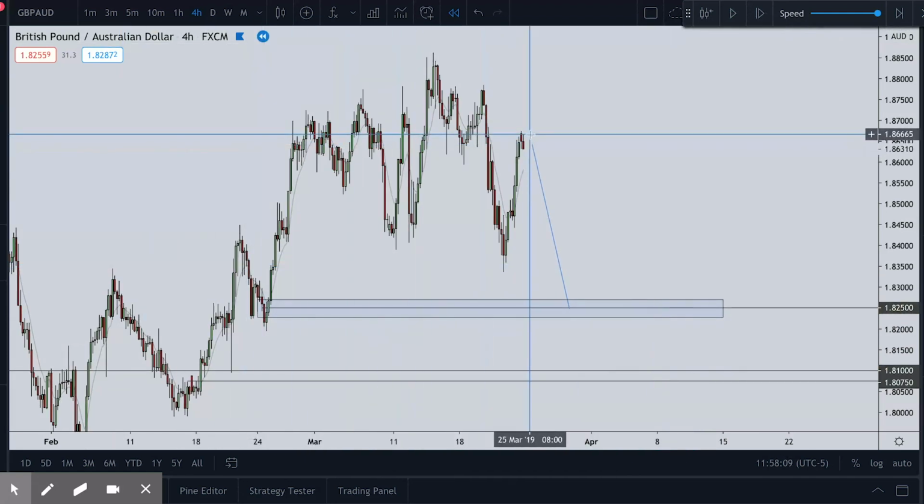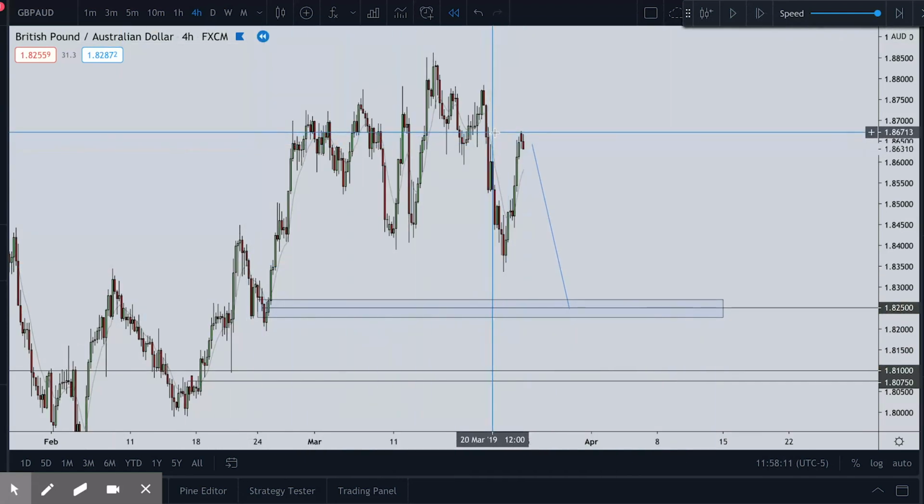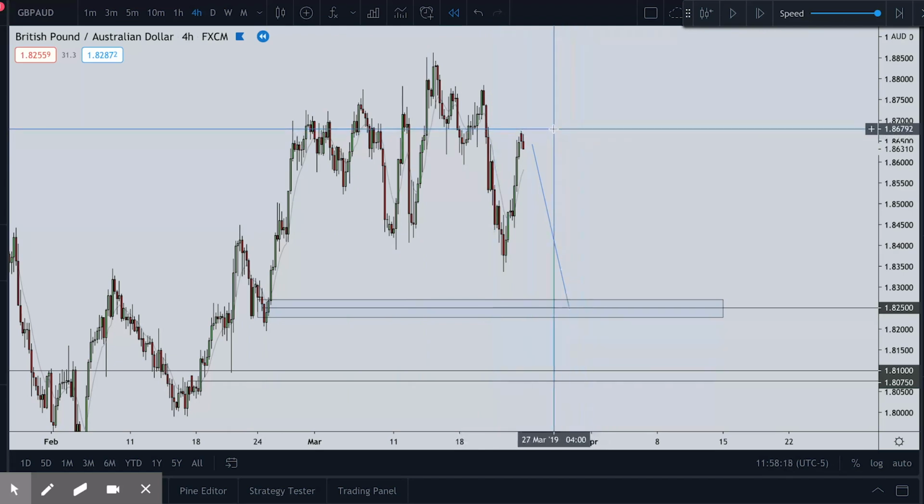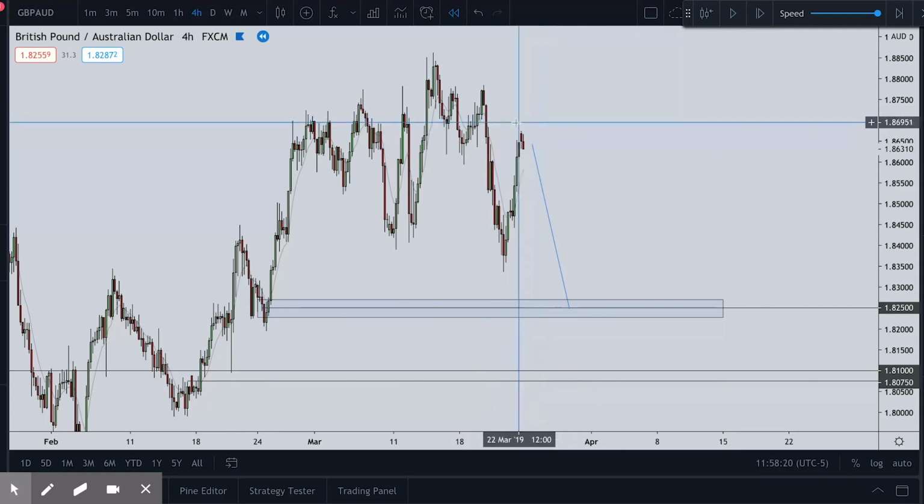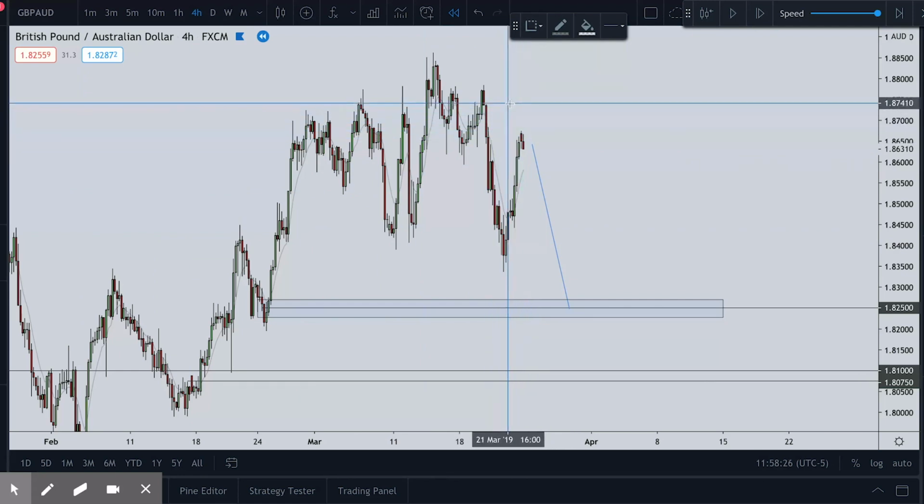Entry wise, do I think we are ready to enter right now? No, I do not. We've come just shy of the 1.86750 level. Being a 750 level is quite a nice indication that it could be a flip point, but we did come one pip shy of it. Now, we can't be too picky. However, it is good to see precision on those levels at least.